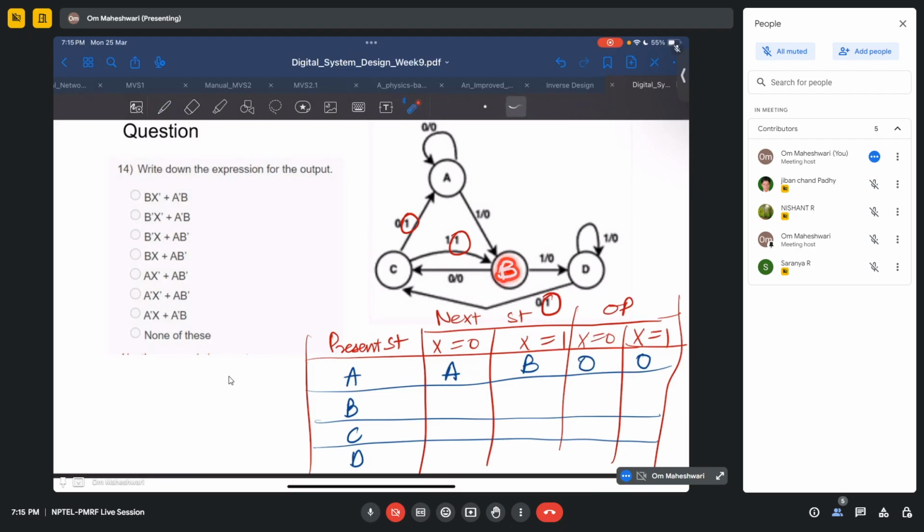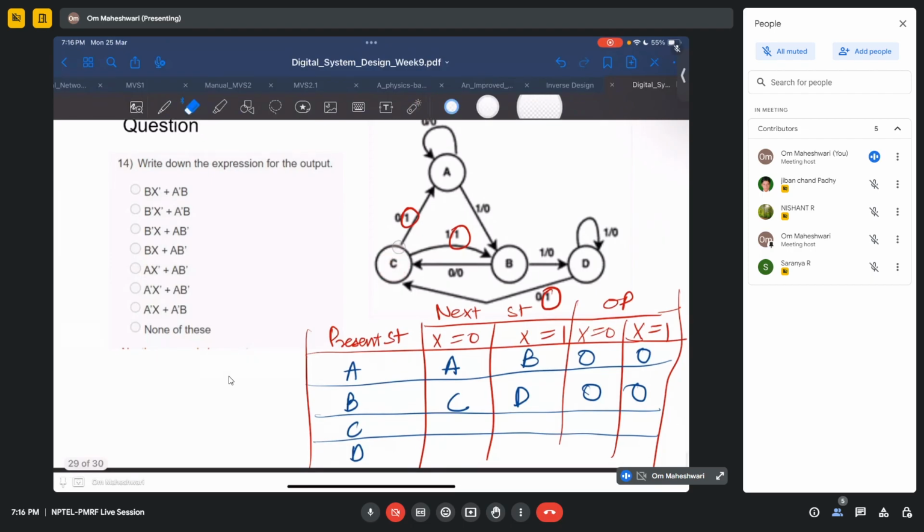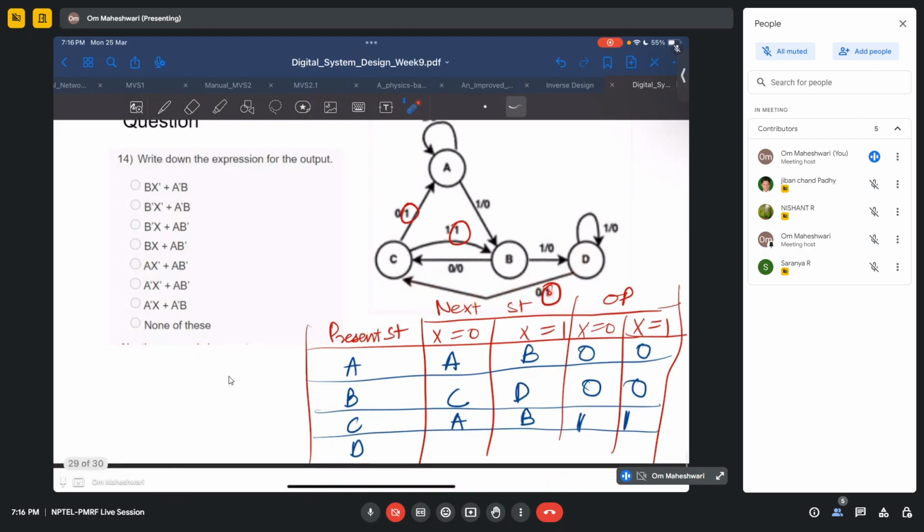Now if you are at B, if x equals to 0, next state is C and if x equal to 1, next state is D. So it is C and D. Output in both is still 0 and 0. Now if you are at C, if you get 0, next state is A, output is 1. If you get 1, next state is B, output is 1. A and B, output is 1 and 1. When you are at D, if you get 0, next state is C, output is 1. When you get 1, next state is D, output is 0. C, D, output is 1 and 0.